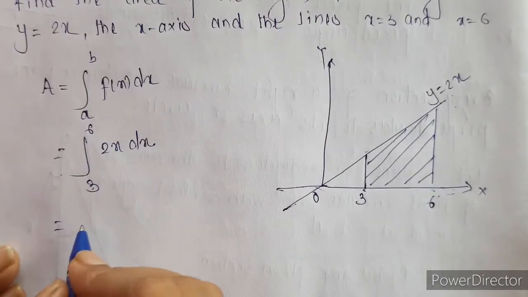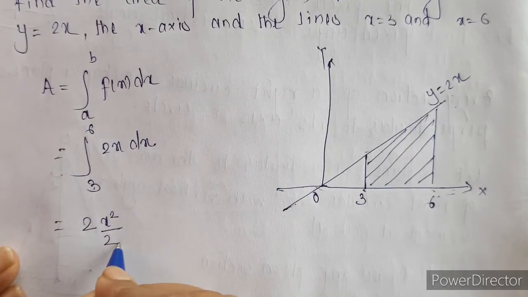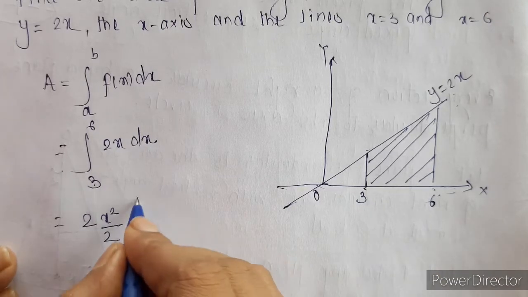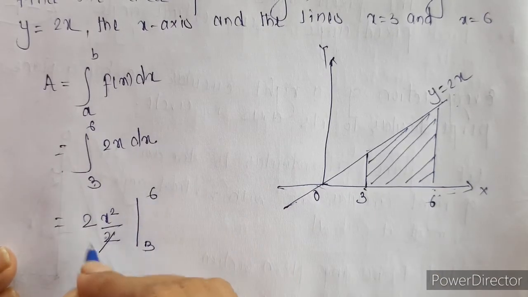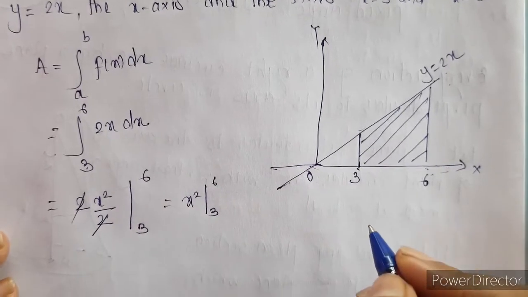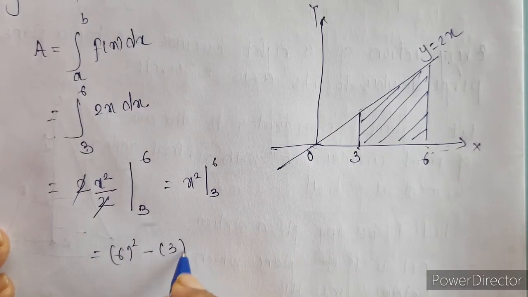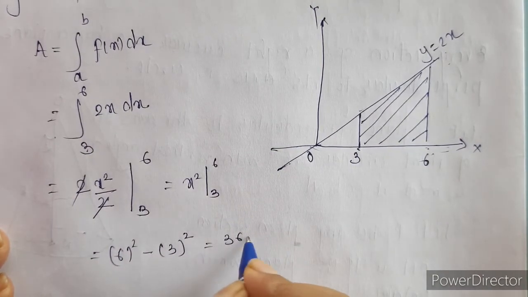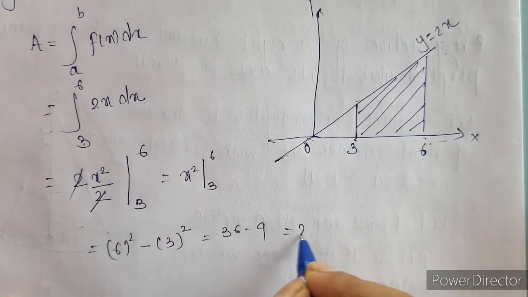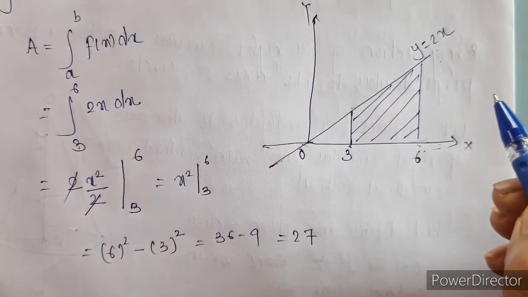Now let us integrate this. 2 is a constant. Integral of x is x square by 2. Since we are dealing with a definite integral, we are not taking the constant, and this is from 3 to 6. So this 2 will get cancelled, the remaining is x square from 3 to 6. Now we just have to substitute this. So it will be 6 square minus 3 square. 6 square is 36, 3 square is 9, which equals 27. So the area under this curve is 27.